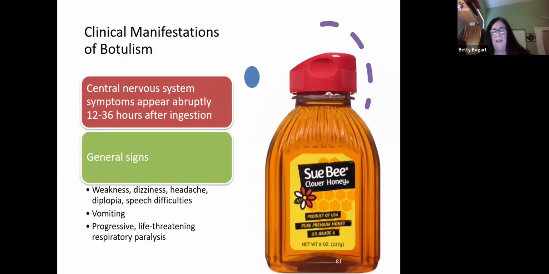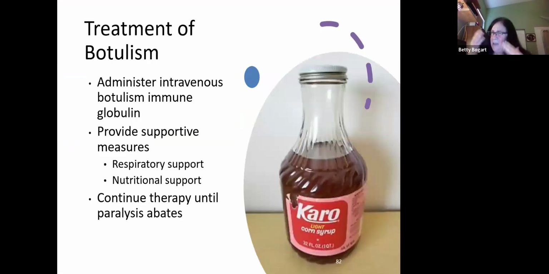Again, what happens? It is progressive, life-threatening respiratory failure. Again, it starts in the head, it works down. It's usually within 12 to 36 hours after the ingestion of it. And same sort of treatment as tetanus. We want to give that immune globulin for botulism, make sure that we do okay. Always, if it's respiratory, we'll support respiratory. We will always, in children and adults, make sure nutritionally they're getting what they need. Whether it's tube feeding, it's hyperlipids, whatever it is, we're going to do that. And we will wait until that child comes back.